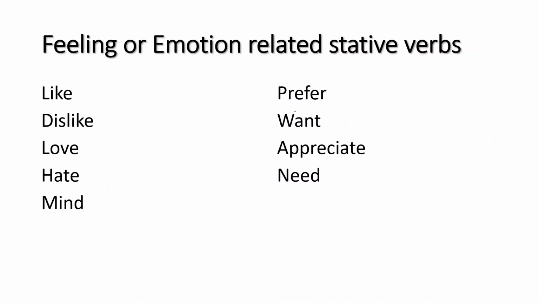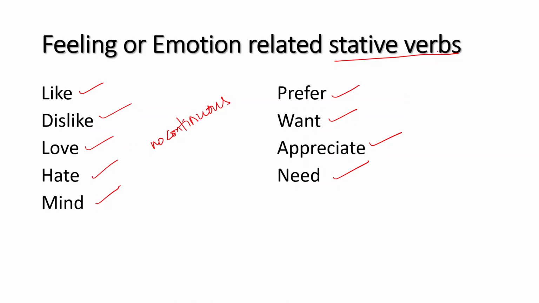Come to the next set of words. Feeling or emotion related stative verbs. Like. I like the picture, not I am liking the picture. Dislike. Love. I am loving you, no, I love you. Hate. Mind. Prefer. They prefer coffee, not they are preferring coffee. Want, appreciate, need. All these words should be used with simple form of verbs, whether it is in present or past, but no continuous tense, especially when we use in stative forms.